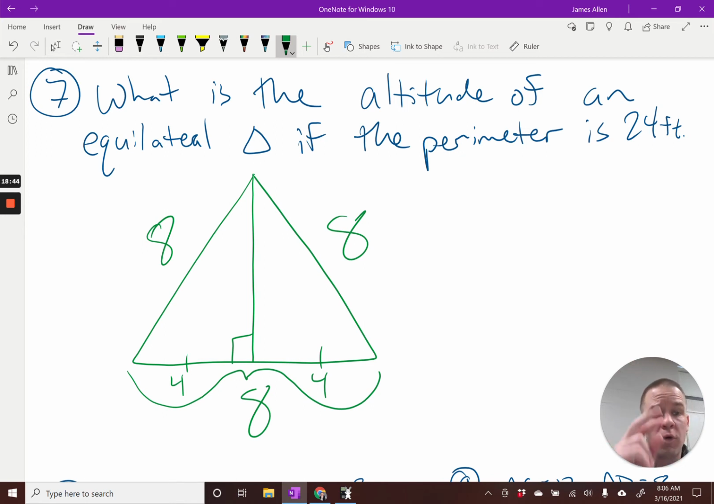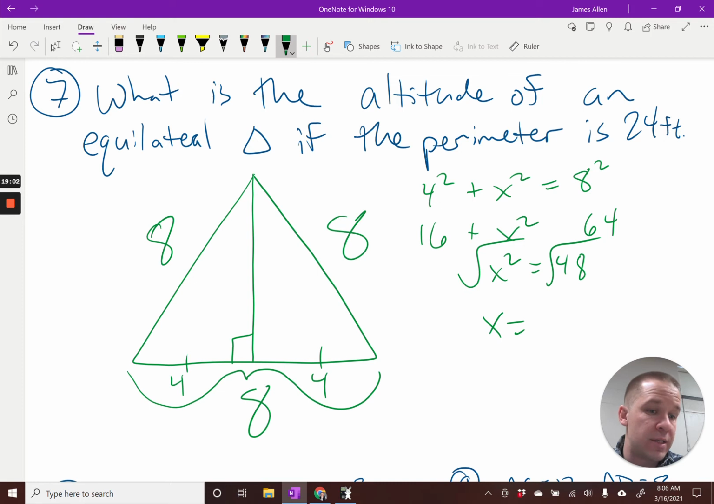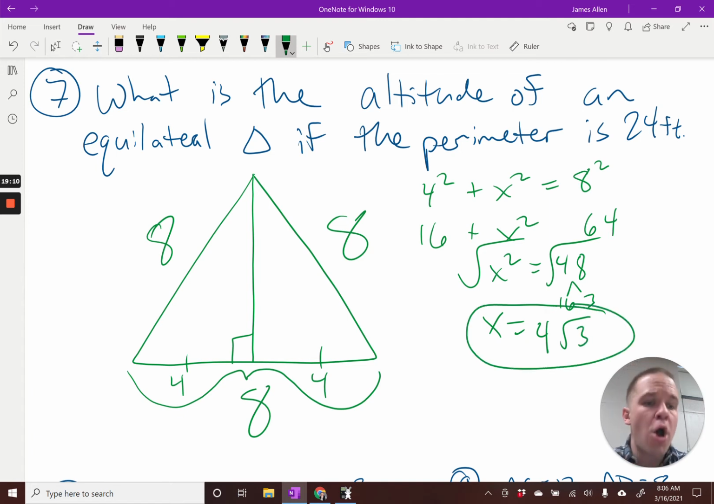Now I could do one of two things. I'm going to show you both ways. I could do Pythagorean Theorem, where it would be 4 squared plus x squared equals 8 squared. So I'd get 16, 64, x squared, so I get x squared equals 48, square root, and then I'm going to simplify that down. It's 16 and 3. Square root of 16 is 4. 3 stays in, 4 root 3.